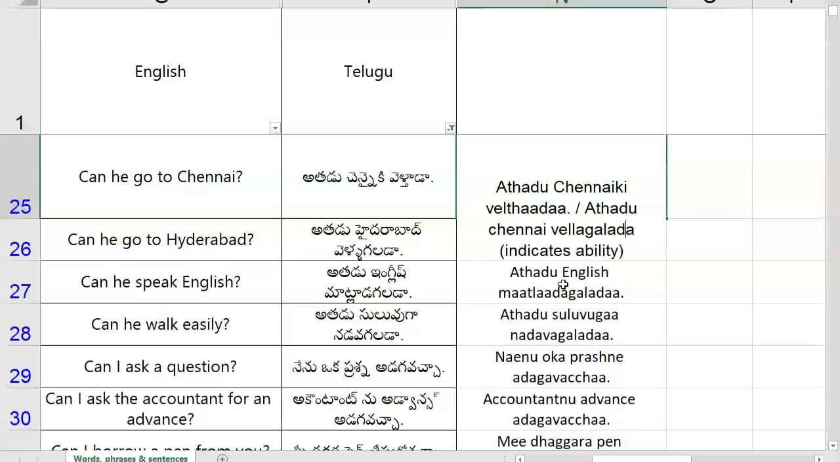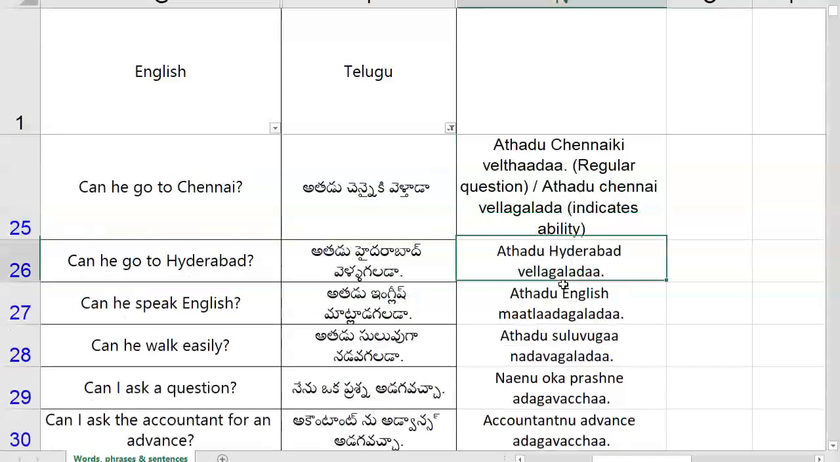So the first one is a regular question only. It is not related to ability. We are just asking, like, will he go? అతడు వెళ్తాడా? The next one, can he go to Hyderabad? అతడు హైదరాబాద్ వెళ్ళగలడా? This is related to ability, so we used the galada ending.